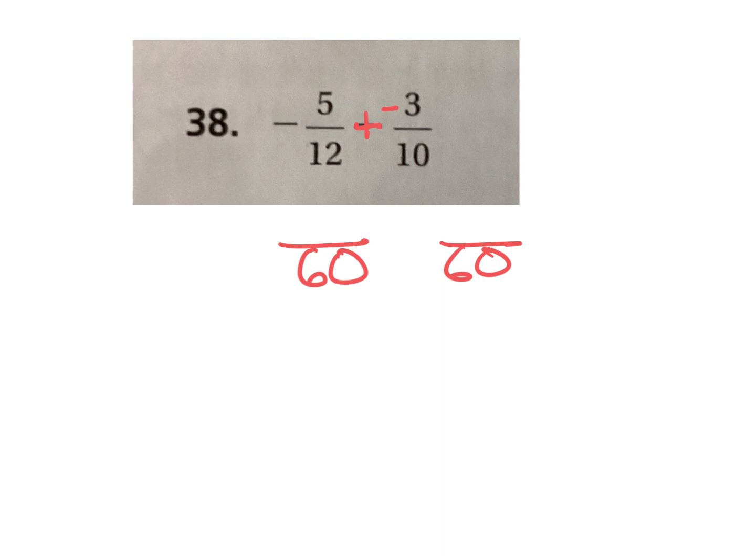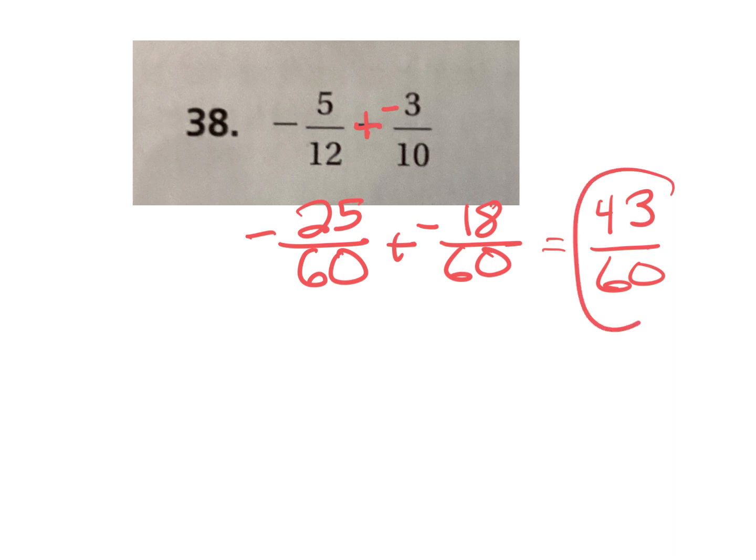So 12 times 5 is 60. 5 times 5 is 25. So -25 plus a -10 times 6 is 60. So 3 times 6 is 18. So now I have a -25/60 plus a -18 over 60. It's going to be something over 60. And all I have to do is add the 25 plus the 18, which gets me to 43. And I can't simplify that at all. So my answer is 43 over 60.